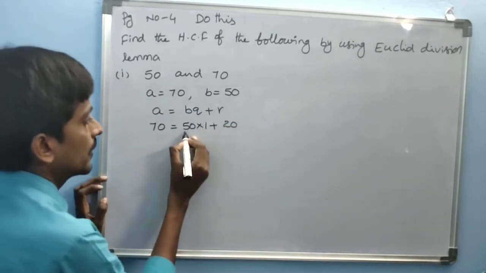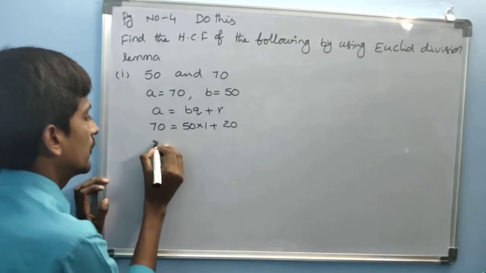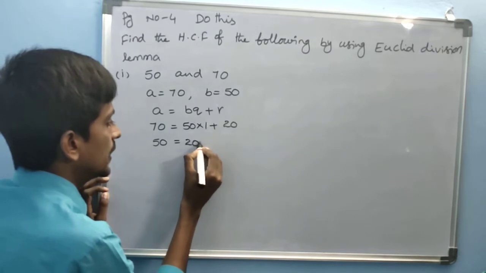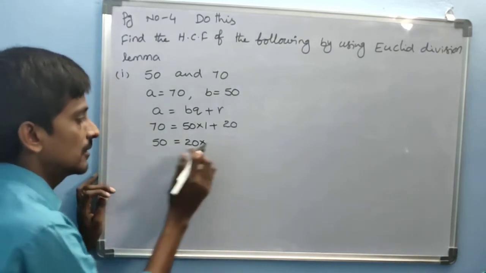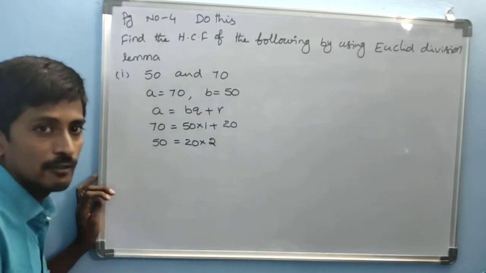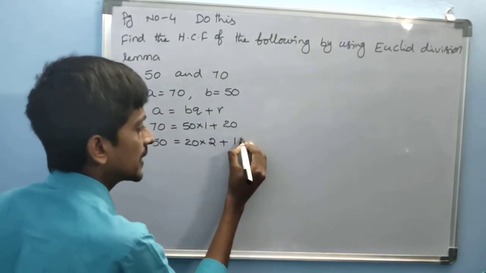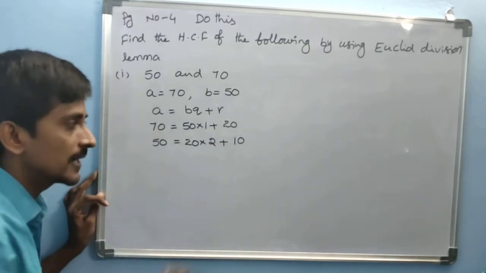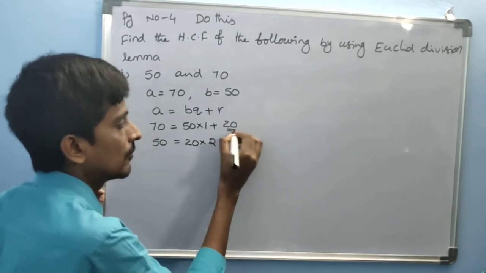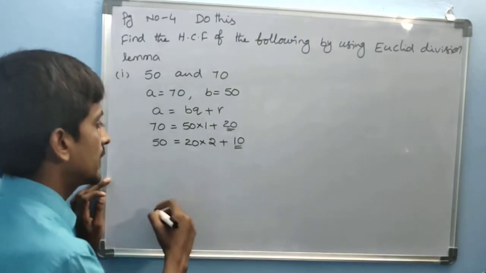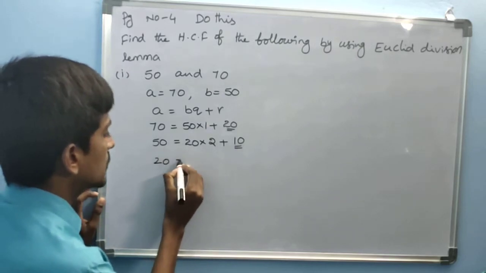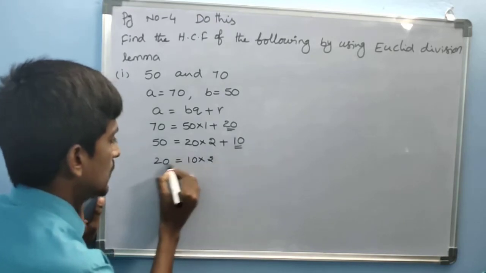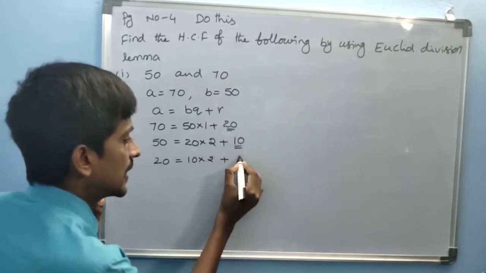Okay. Now you take the B value. 50 equals 20 into Q. 20 how many times in 50? 2 twos are 40 plus the remainder 10. So 50, is the remainder 0 or not? No, here also it is not 0. The next one is 20 equals 10 into Q. 10 how many times? 2 times. 10 twos are 20 plus remainder 0.